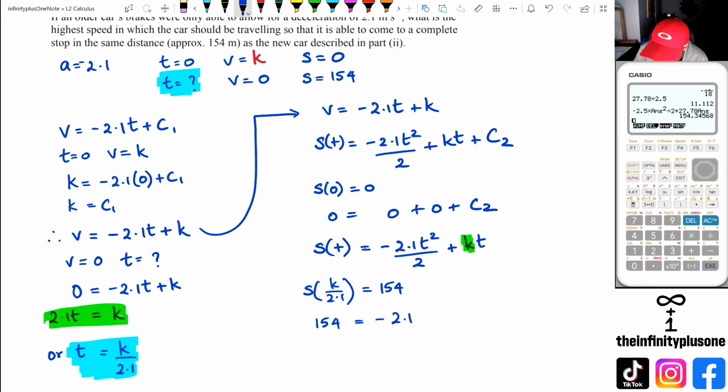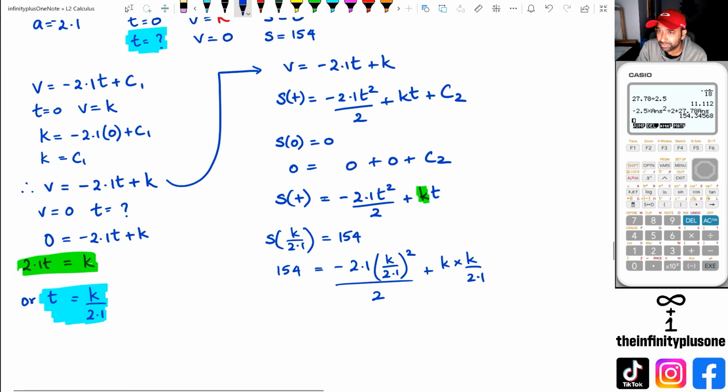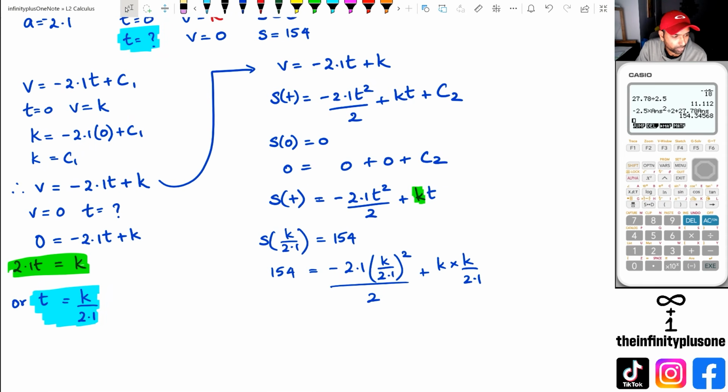Now the problem is we figured out what t is. t was k over 2.1, so that's going to be k over 2.1 squared over 2 plus k times t, which is k over 2.1. So what we've set up is a really awkward looking quadratic equation, but you get the idea. So 154 is equal to negative 1.05 k squared over 2.1 squared plus k squared over 2.1.